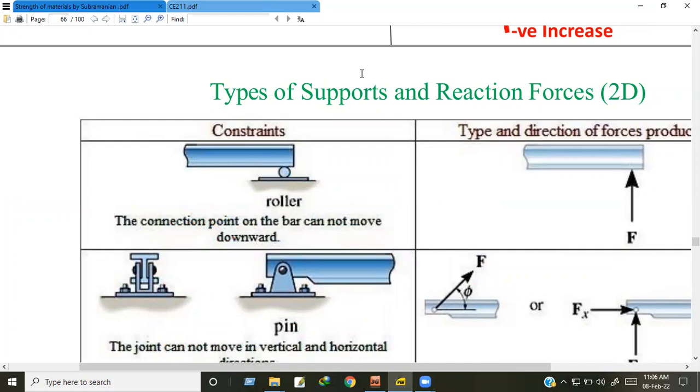For roller support, here you can see that a roller is provided here. If I apply a force in this direction, then in this direction there is no restriction.